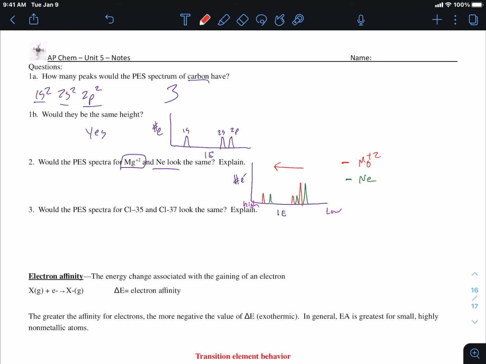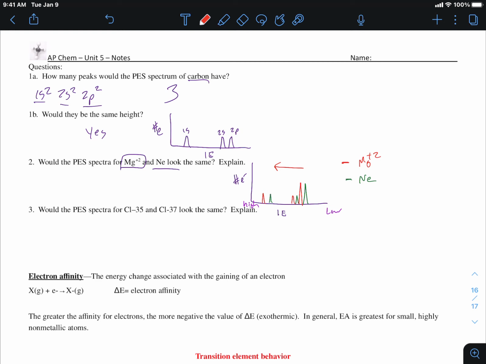And last question for the day. Would the PES spectra for chlorine-35 and chlorine-37 look the same? These are 2 isotopes, right? So remember what the difference is between isotopes? What is the difference? Neutrons, right? So neutrons and thus mass.